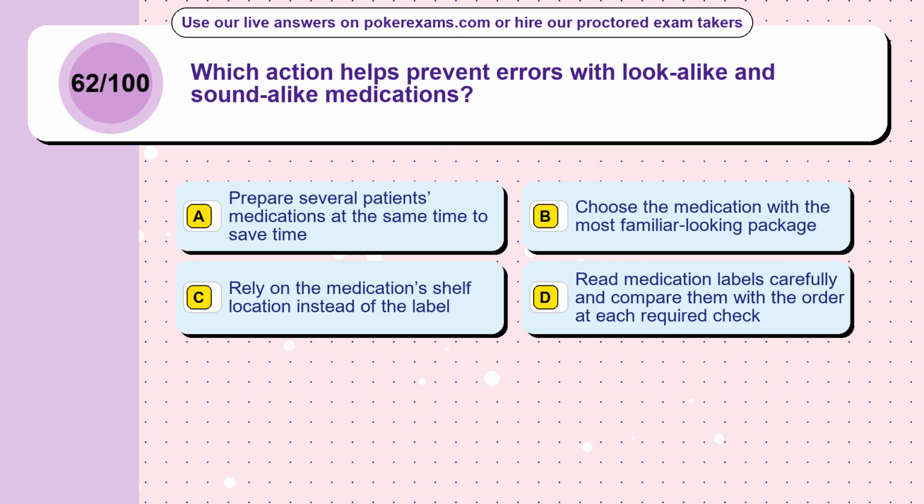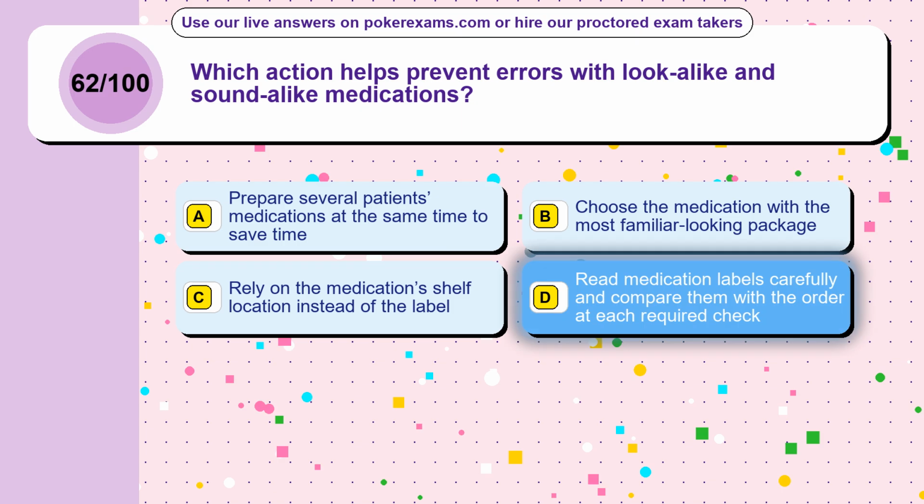Question 62. Which action helps prevent errors with look-alike and sound-alike medications? Option A, prepare several patients' medications at the same time to save time. Option B, choose the medication with the most familiar-looking package. Option C, rely on the medication's shelf location instead of the label. Option D, read medication labels carefully and compare them with the order at each required check.